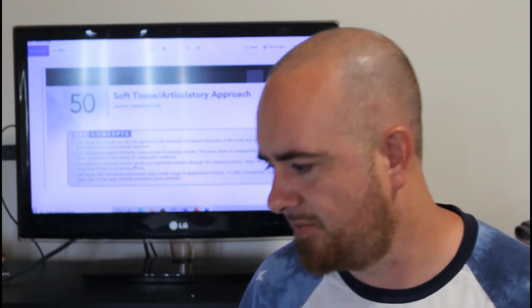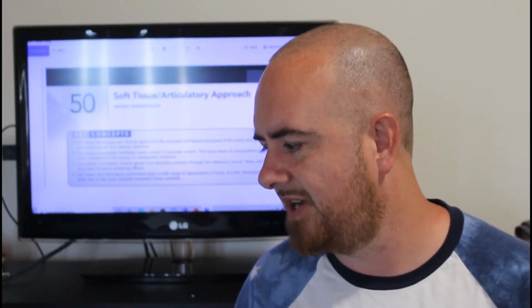Soft tissue or articulatory approach. Soft tissue techniques are directly applied to the muscular and fascial structures of the body and affect the associated neural and vascular elements.